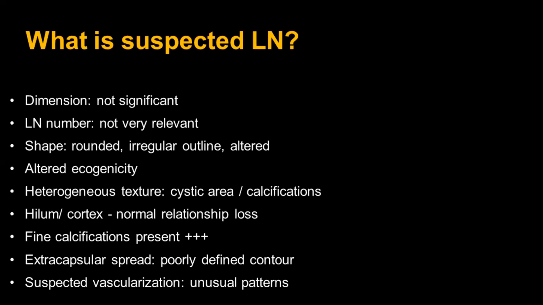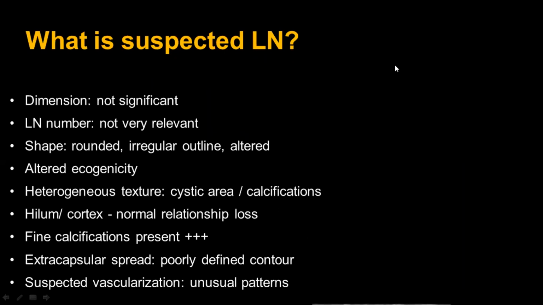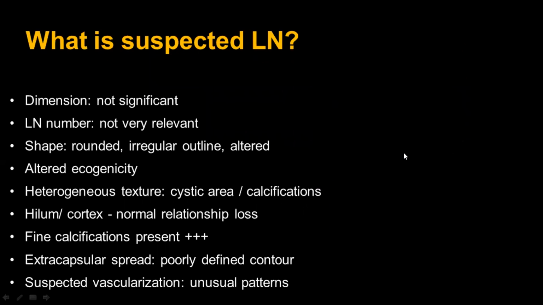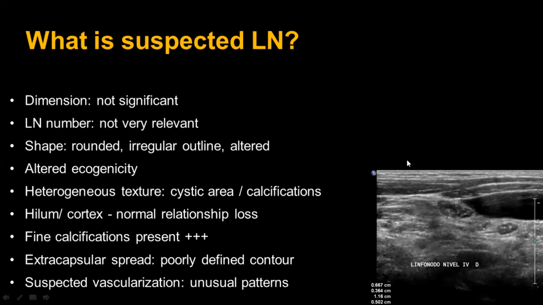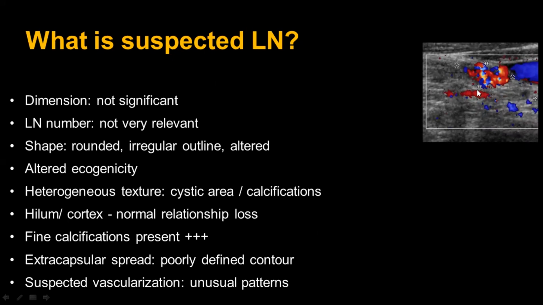What is a suspicious lymph node or suspected lymph node? It is not relevant for dimension or number of lymph nodes, but for shape when it's round, or altered echogenicity, like you can see here with microcalcification, extracapsular spread, like poorly defined contour, or suspicious vascularization, microcalcifications, and unusual pattern of vascularization.